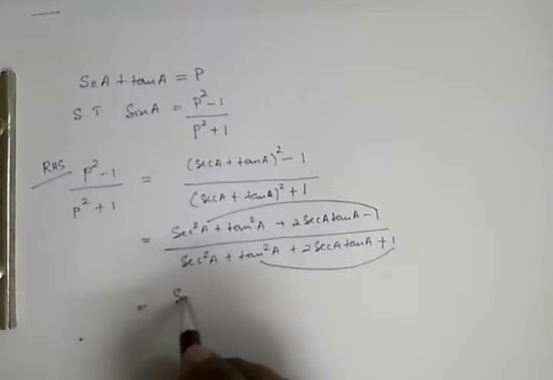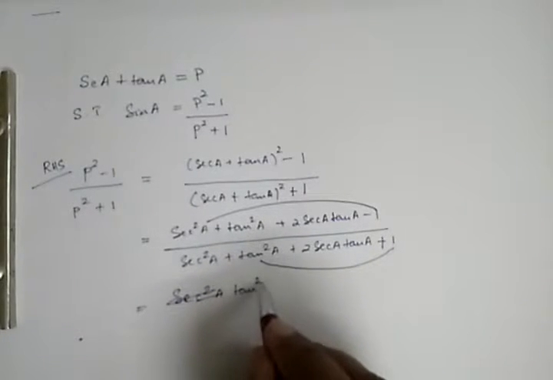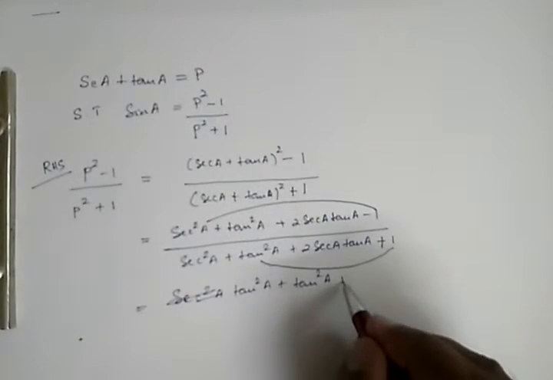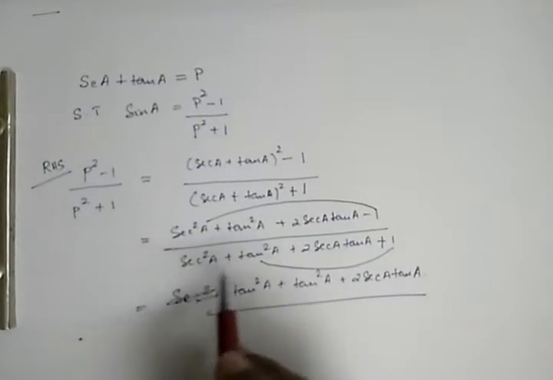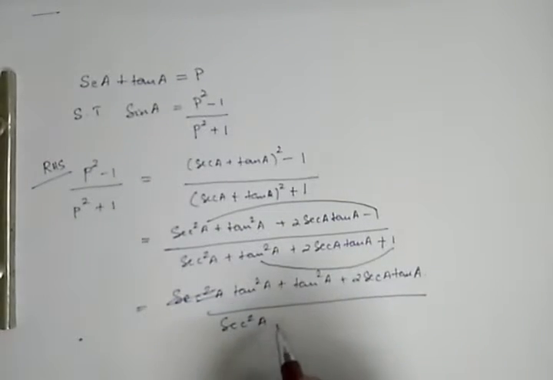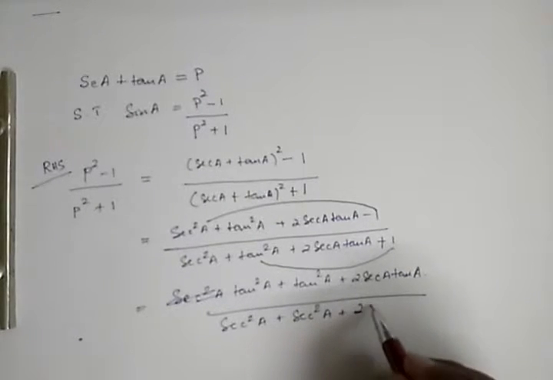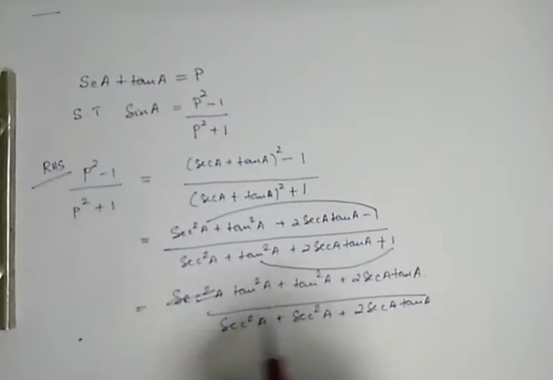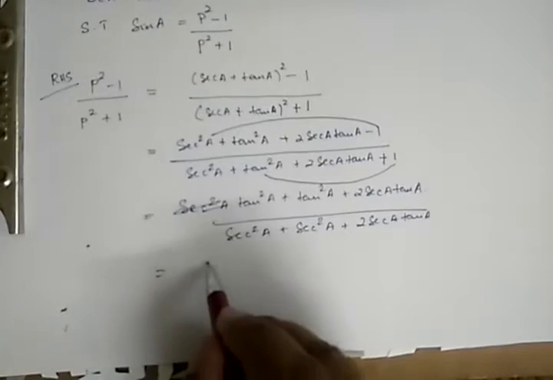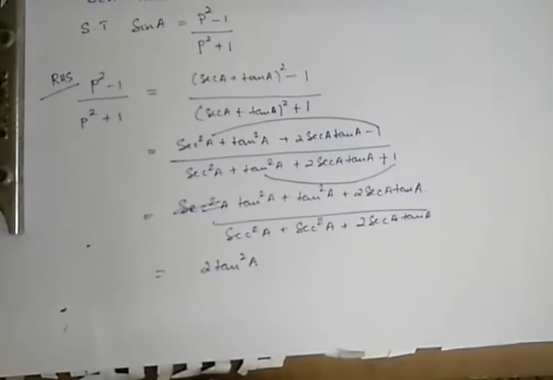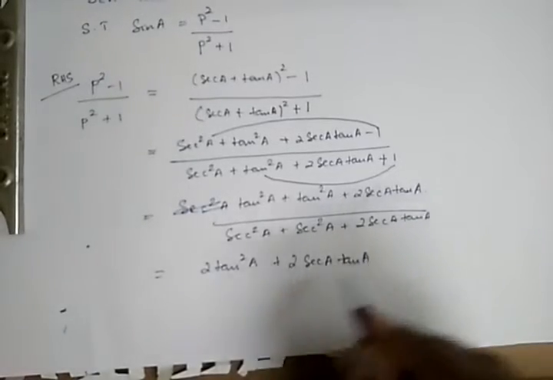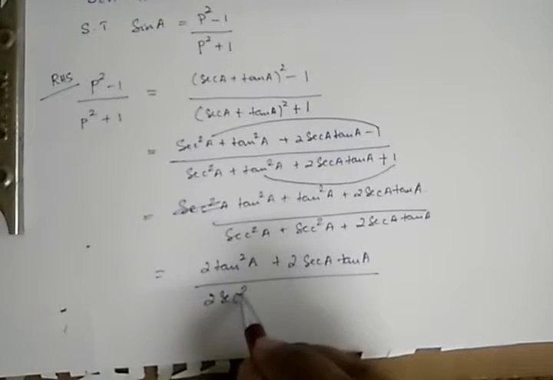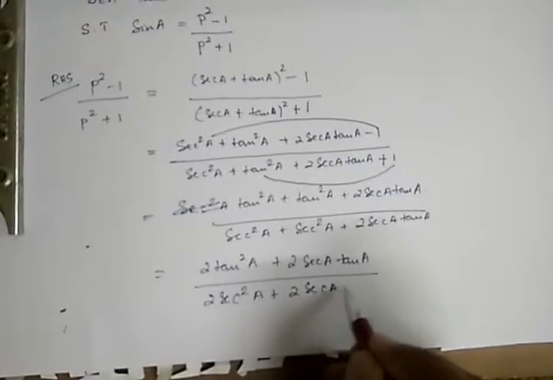So I can write the numerator as secant squared A minus 1, I'll write it in one step as tan squared A plus tan squared A plus 2 secant A tan A by here secant squared A, tan squared A plus 1 becomes secant squared A plus 2 secant A tan A. The tan squared A plus tan squared A, I can write it as 2 tan squared A plus 2 secant A tan A by 2 secant squared A plus 2 secant A tan A.